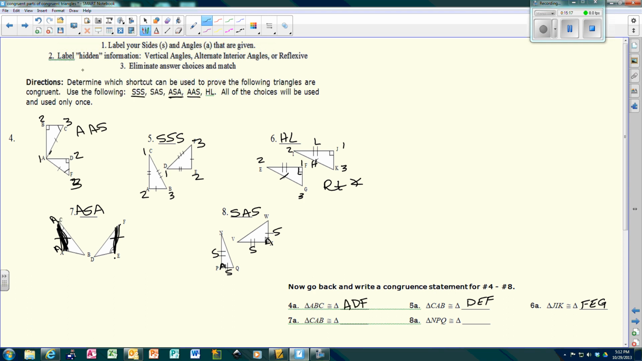Okay, now this one, let me erase my mess here. So they are saying CAB. So C has 1 mark, so F has 1 mark. A has 2 marks, E has 2 marks, so that means D is 3. So if CAB, then I got to go FED. See how the numbers help keep the letters together?